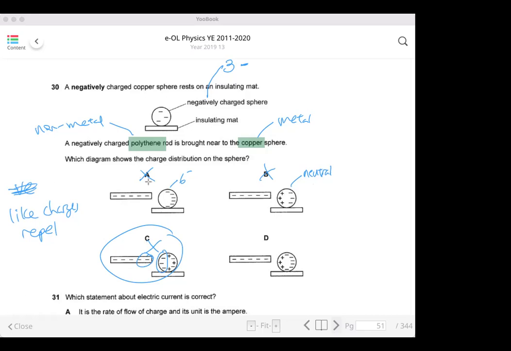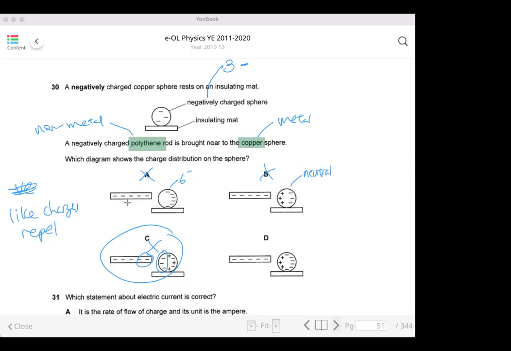Why is A wrong? It is because at first it is 3 negatively charged. You will not become even more negatively charged. So there will be no additional electron joining the sphere because the sphere is only touching the insulating mat. So there's no contact with other matter. There's no contact with Earth. So the sphere will not have more or less electrons. Clear so far?